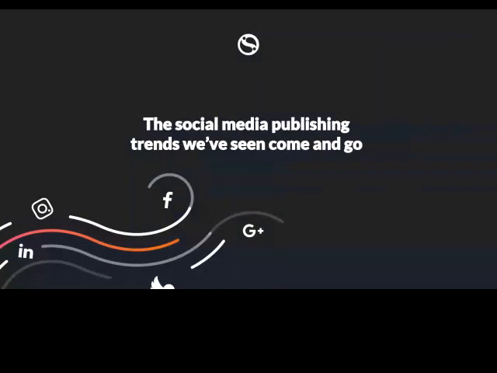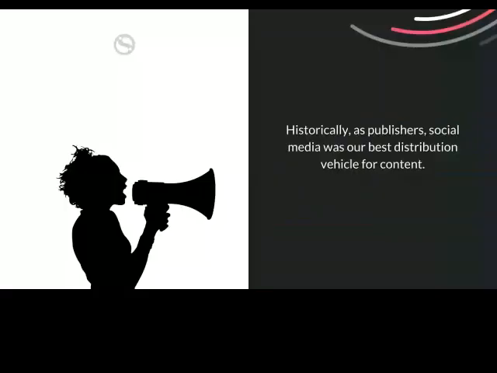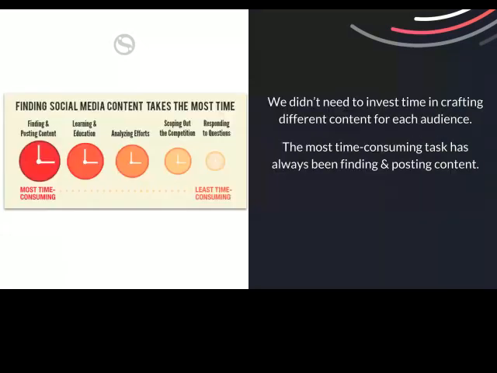So these are some of the social media publishing trends we've seen come and go. Historically, as publishers, social media was our best distribution vehicle for content. So obviously, we've seen people basically just broadcasting out the same content over and over across different channels. And that used to work. It used to drive referral traffic from social media. We also, back then, didn't need to invest much time in crafting different content for each audience. All we had to do was really show up with our content, make sure we could get our content out to our audiences. Didn't matter if it was different.